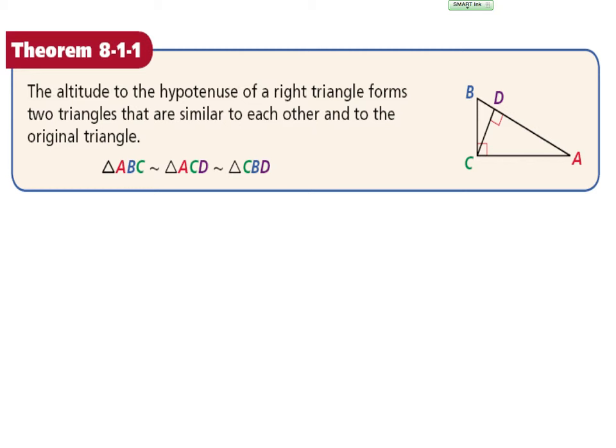Okay, this says your hypothesis is you have an altitude to the hypotenuse of a right triangle. So you've got to have this kind of a diagram. If it's not a right triangle with that extra altitude, you can't use the theorem. What's the theorem? Two triangles are similar to each other and to their original triangle. So you have three triangles that end up similar to each other.